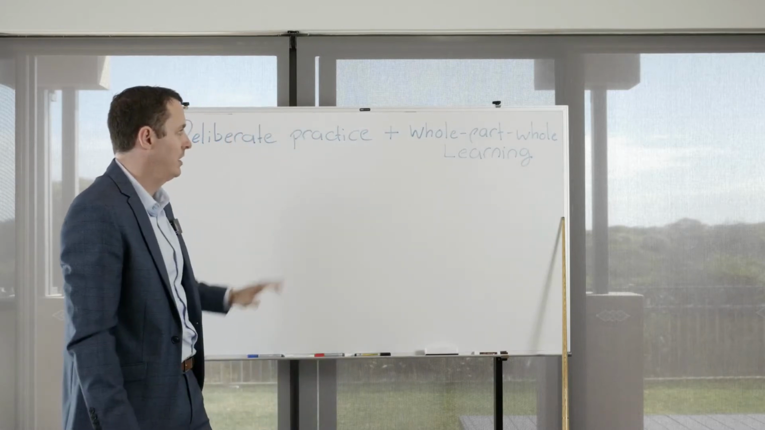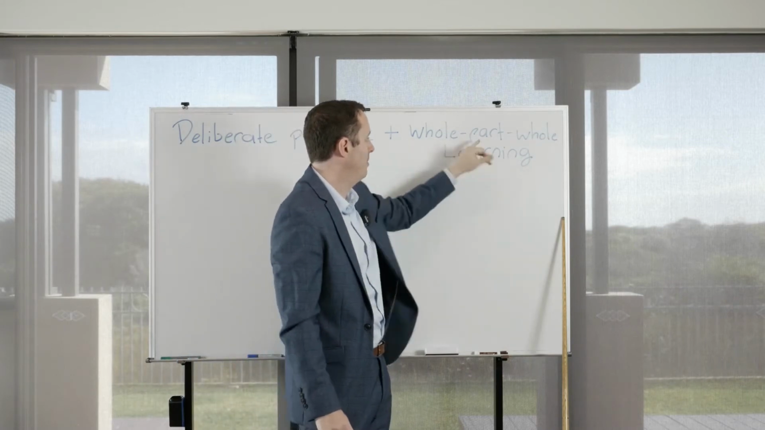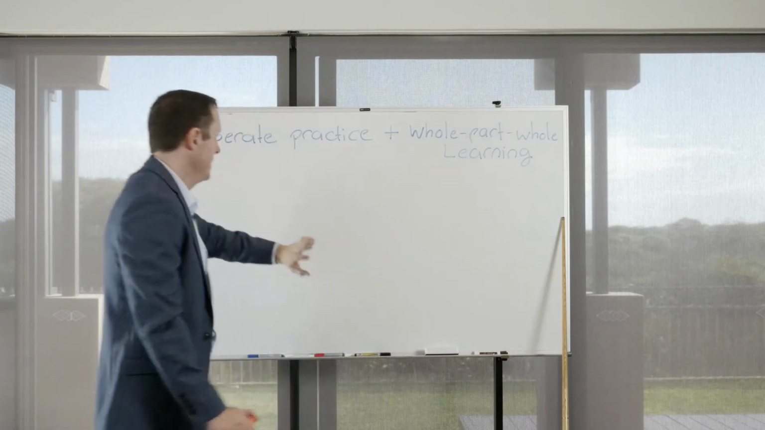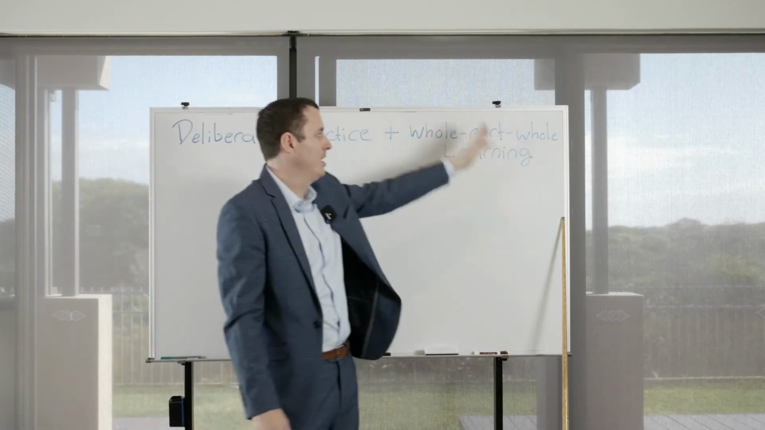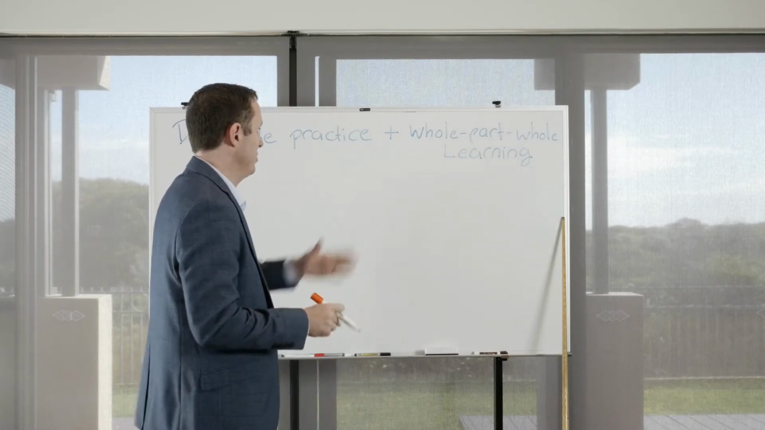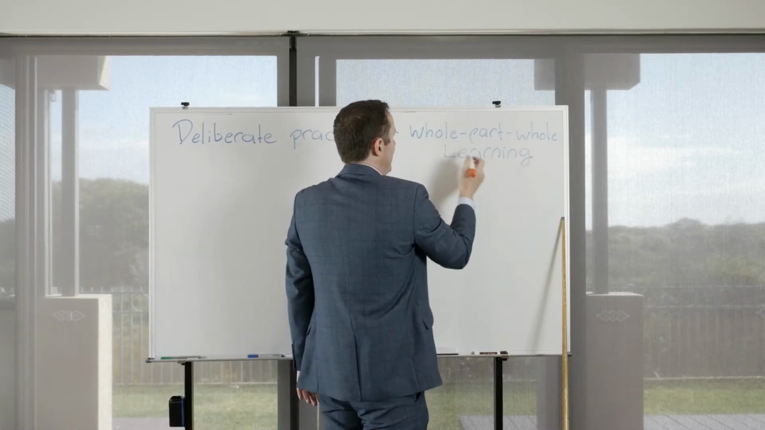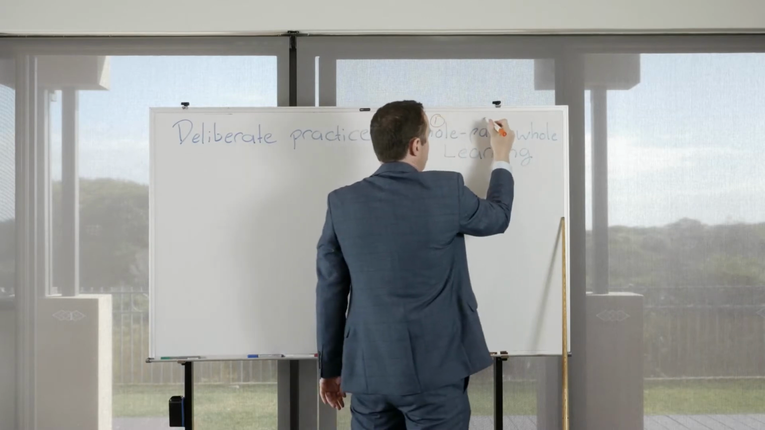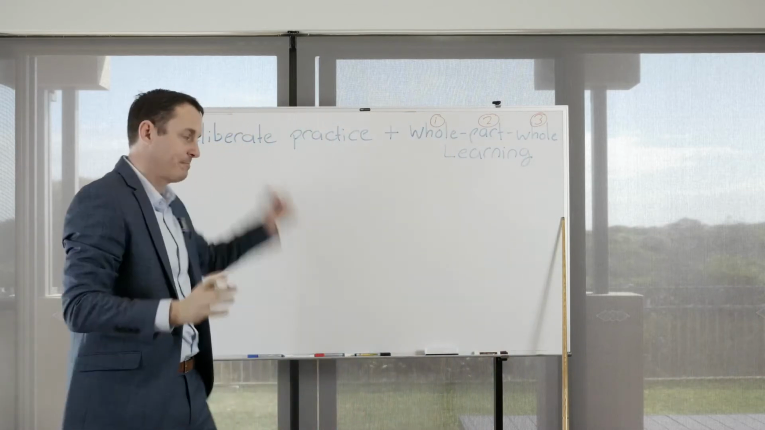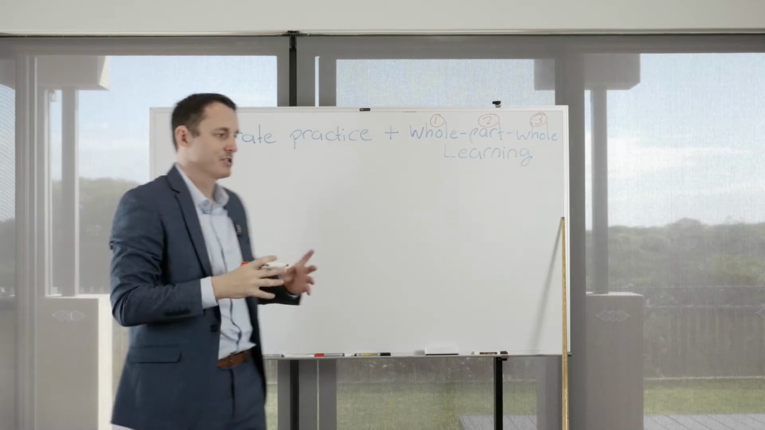Now, quite often whole part whole learning can go under various different names, such as just whole part learning or part whole learning. I've heard a few different ways of describing that, but basically I like to use the whole part whole process there. And I might actually even just start over here and do this in reverse. Now, whole part whole obviously has three different parts to it. 1, 2, and 3.